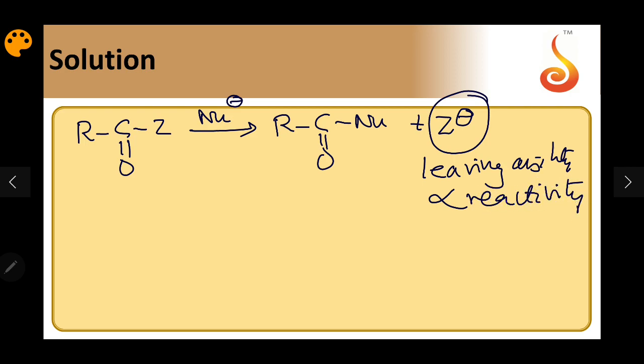So what are the given groups? The first group is a benzene ring with SO3 minus. Sulfonate ions are given for all of them. So the sulfonate ion is a very good leaving group because sulfonic acid is a relatively stronger acid. So the sulfonate ion is a weak base and a stable base. So all are SO3 minus given.